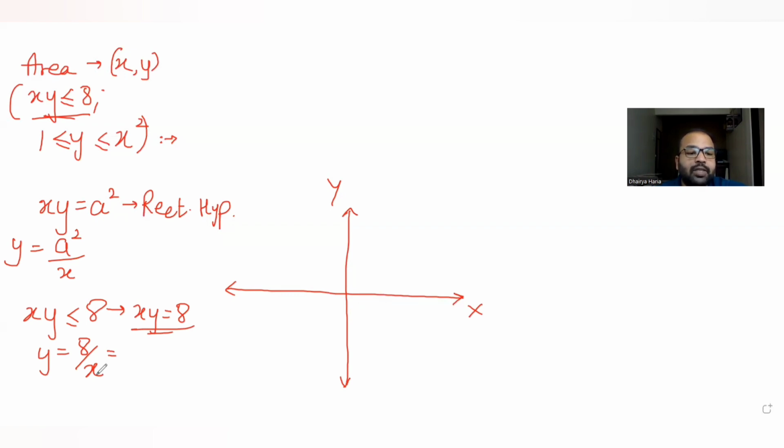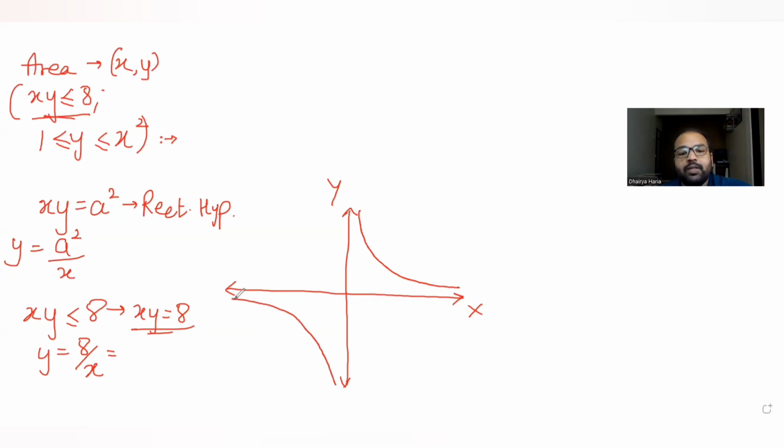So if I put x as 0, you get y as infinity. If you put x as 1, you get y as 8. If you put x as 2, you get y as 4. So basically your curve of x into y less than or equal to 8 will be somewhat like this. It will be a rectangular hyperbola.